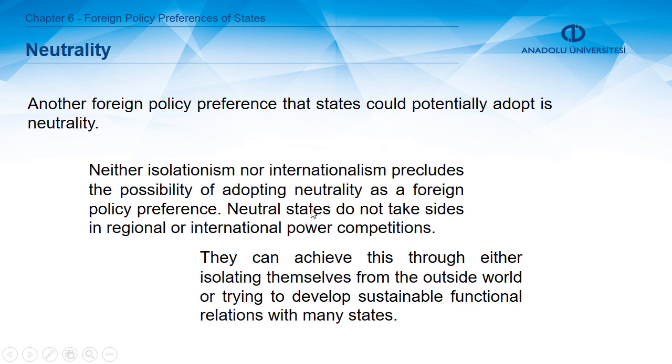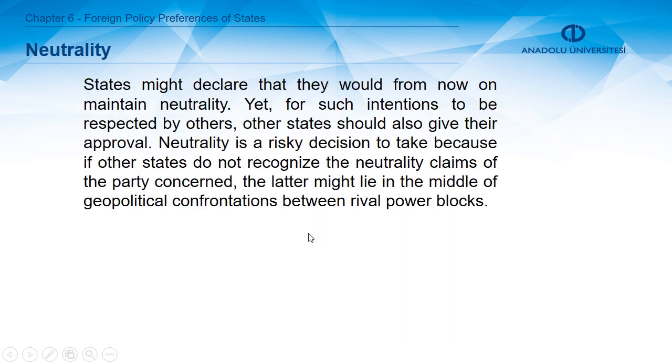Another foreign policy preference that states could potentially adopt is neutrality. Neither isolationism nor internationalism precludes the possibility of adopting neutrality as a foreign policy preference. Neutral states do not take sides in regional or international power competitions. They can achieve this either through isolating themselves from the outside world or trying to develop sustainable functional relations with many states. States might declare that they would form or maintain neutrality, yet for such intentions to be respected by others, other states should also give their approval.